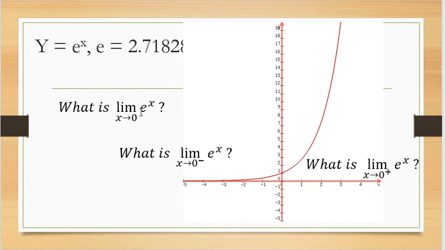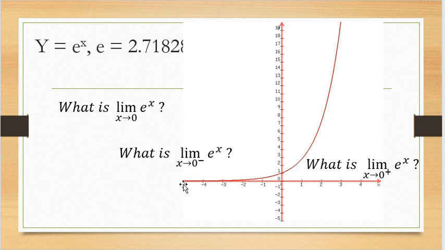So what is the limit of e to the x as x goes to 0? If we notice, by definition, the limit of e to the x as x goes to 0 must satisfy two conditions: first, as x goes to 0 from the left and x goes to 0 from the right, if they have the same value, then that is the limit of e to the x.